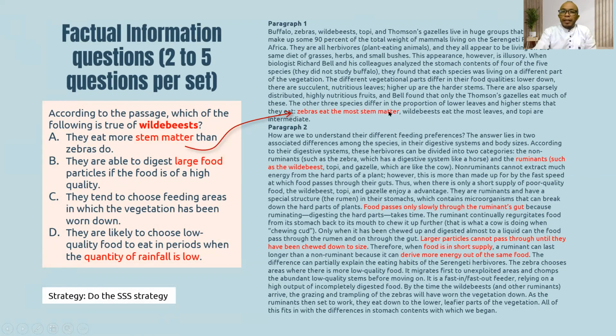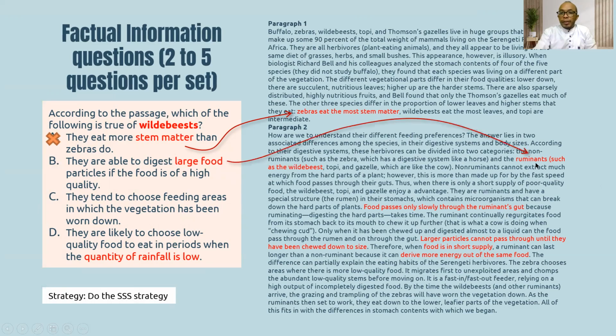Now, if you scan it, you'll find that stem matter is located here. And here, based on the information highlighted, zebras eat the most stem matter, making A wrong, right? Because A says that wild beasts eat more stem matter than zebras, while the correct information is the opposite. Now, let's move on to B. Here, the key phrase is large food. Now, let's try to scan and look for large food. Oh yeah, by the way, A was wrong, right? Now, let's try to scan for large food.